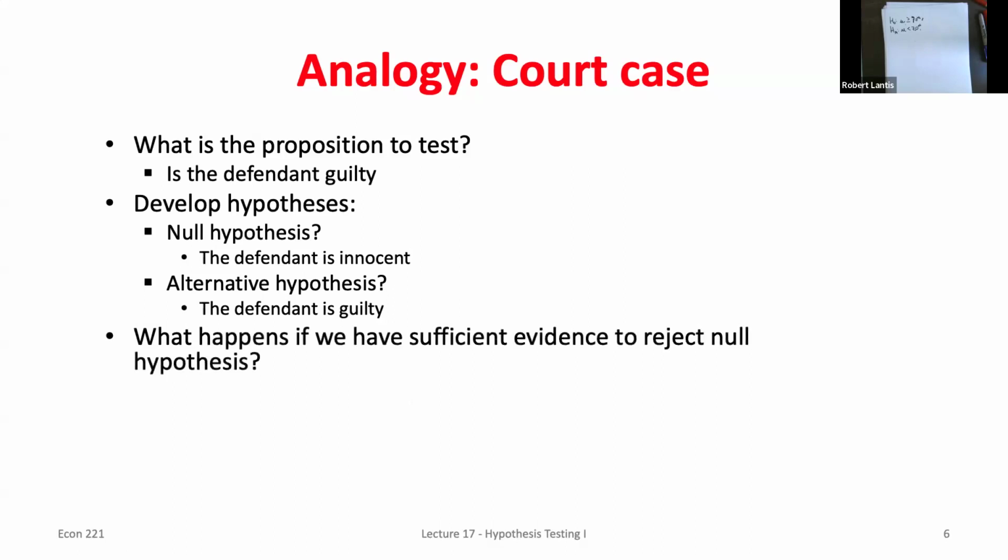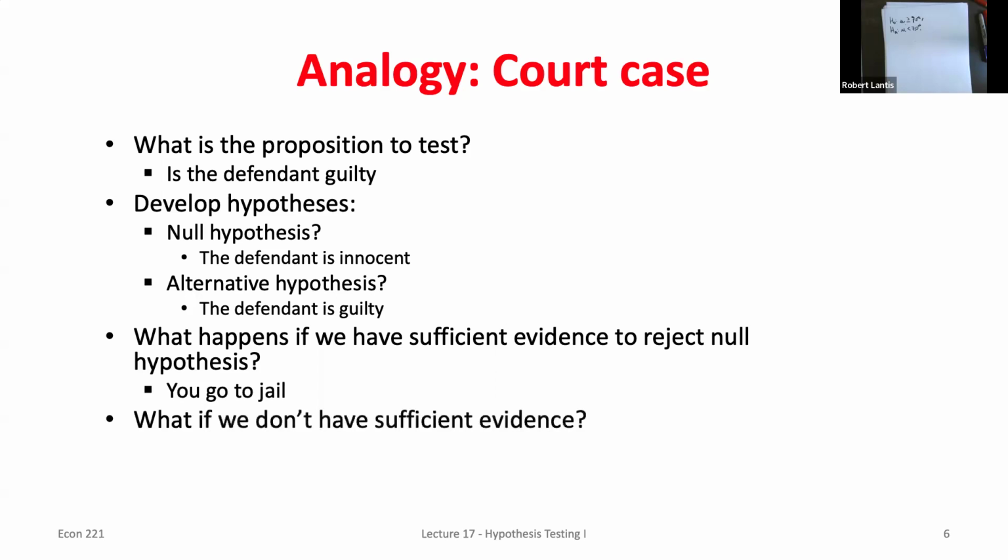If we can find enough evidence that goes against the null, so we find enough evidence that the defendant in fact isn't innocent, maybe we find the murder weapon in their apartment, DNA evidence that they were at the scene of the crime, etc., then we reject the null. We reject that they're innocent and instead say we found evidence that supports them being guilty. And so you go to jail, right?